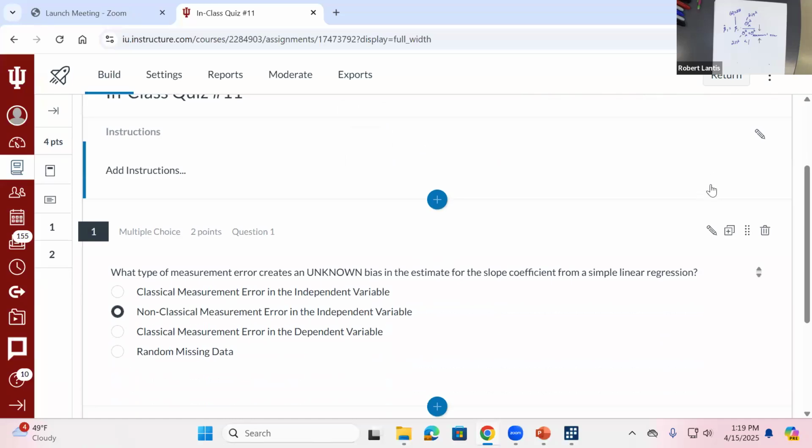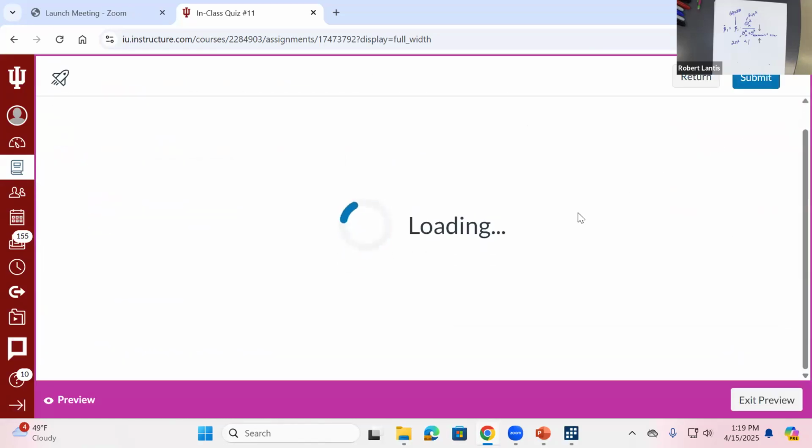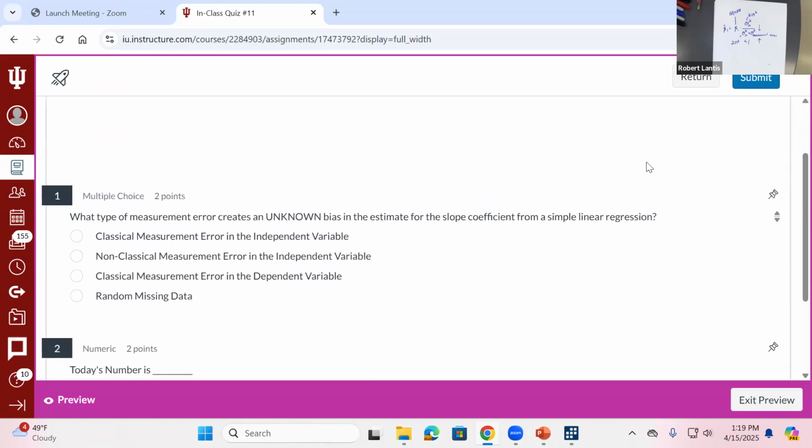So I'm going to walk you through this so it's not a big deal. Even though we go through these, I try to just give credit for people who show up. If I were to ask you a question like this on the exam or on a quiz, which of the following measurement errors would cause an unknown bias in the estimate? So what did we just say doesn't cause any bias at all? What type of measurement error creates no bias at all in our estimate?